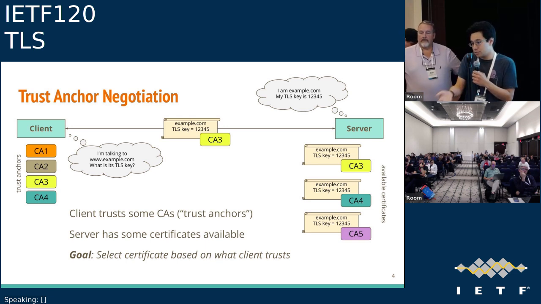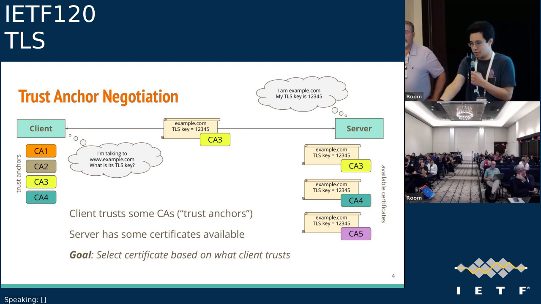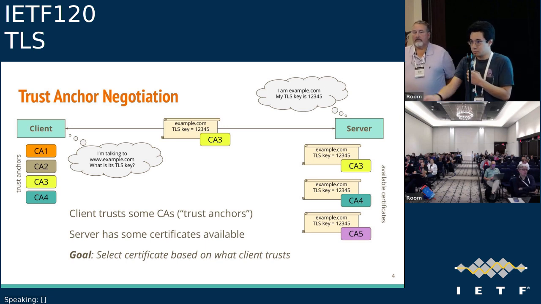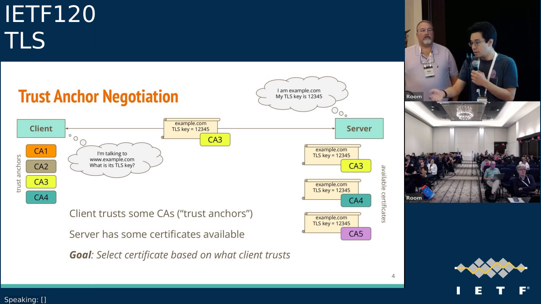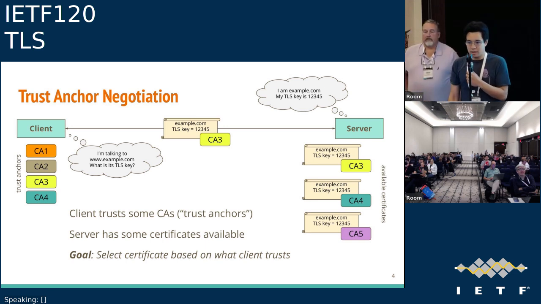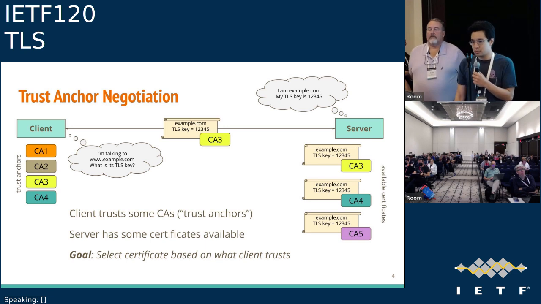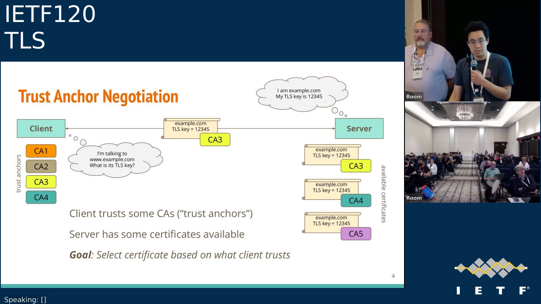So the client wants to talk to example.com. The protocol TLS can only authenticate based on keys, and the server is authoritative for example.com and has some key, and somehow we need to convince the client of this fact. And so we do this by having CAs sign assertions of this. And so in the model that we all use in TLS today, or any certificate-based TLS deployment uses, the client trusts some number of CAs. We often call them trust anchors in 5280. The server has some certificates available which attest to its true key and name, signed by various CAs. And the trust anchor negotiation problem is simply: select a certificate based on what the client trusts. And like with cipher suite negotiation, we want to do this because this supports various kinds of PKI evolution strategies. Next slide.